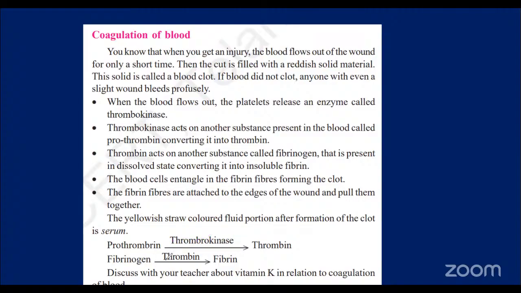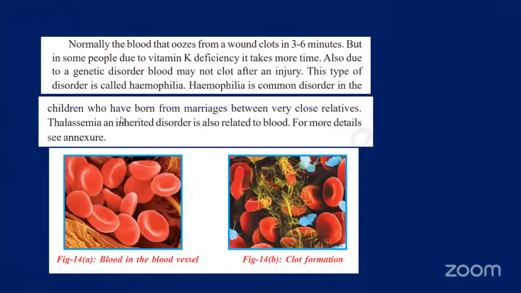Fibrinogen ఫైబ్రిన్ గా మారుతుంది thrombin ఎంజైమ్ వల్ల, right? And here, normally the blood that oozes from a wound clots in 3 to 6 minutes. But in some people due to vitamin K deficiency వల్ల it takes more time. కొంతమందికి అది గడ్డగట్టడం కానీ మానడం లేట్ అవుతుంది, కొంతమందికి ఈజీగా నయం అవుతుంది. So it means vitamin deficiency వల్ల వాళ్ళకి లేట్ అవ్వచ్చు. Which vitamin? Vitamin K.